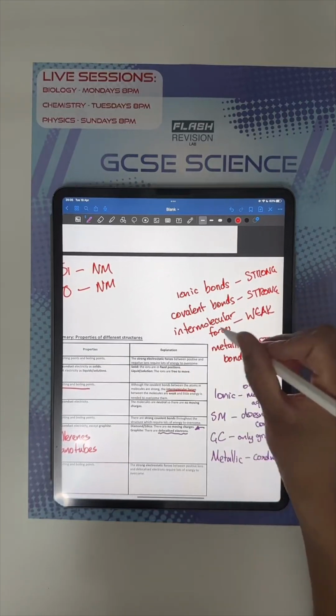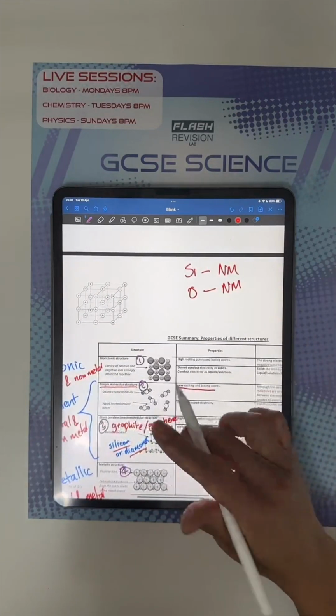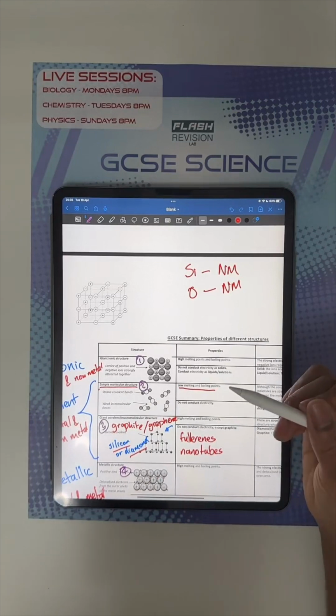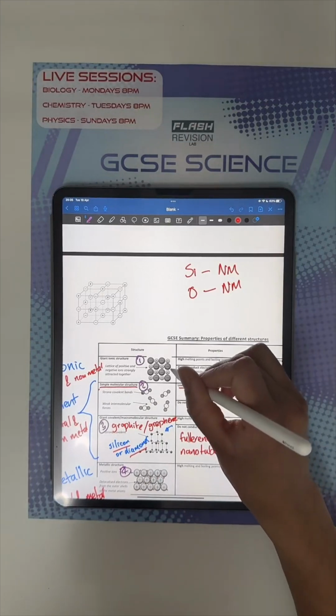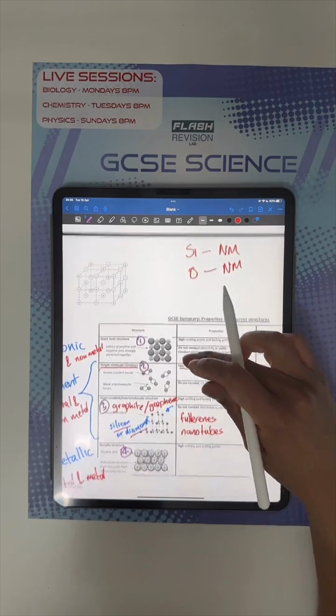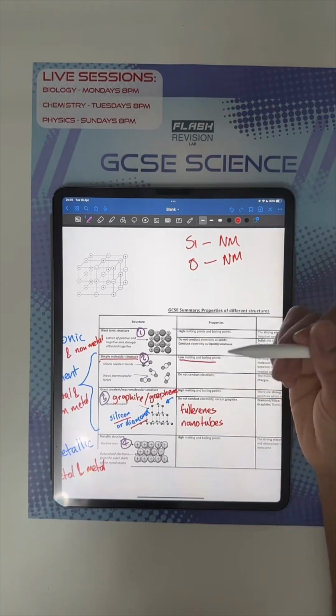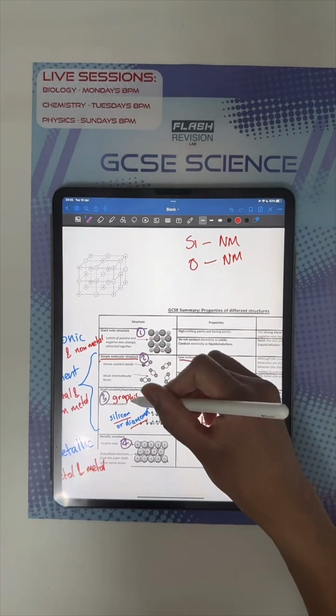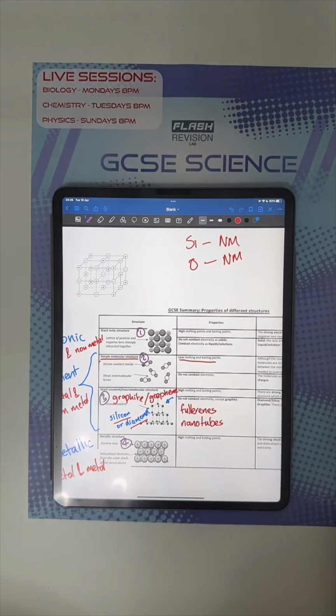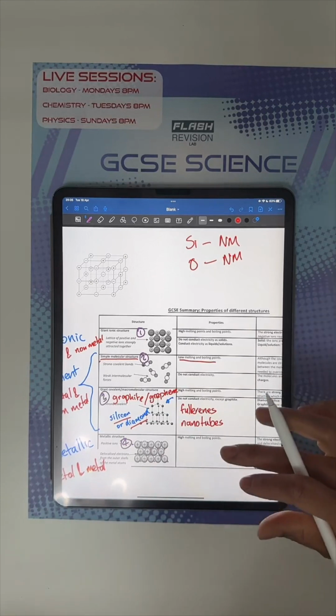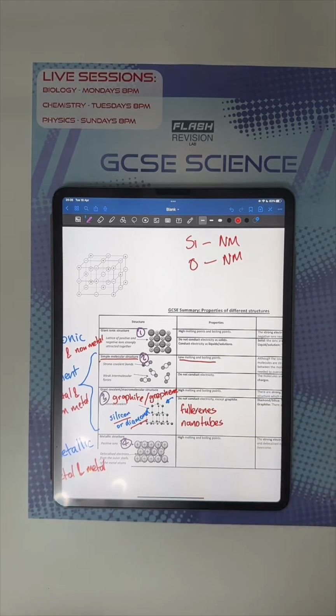Intermolecular only comes in simple molecular substances, okay? Electrostatic comes under ionic and metallic. So intermolecular, because it's got the word molecular in it, it only comes in simple molecular substances. It doesn't come under anything else. So don't use intermolecular forces for explaining any of the other ones. Only use it for simple molecular. Okay. What does intermolecular mean?